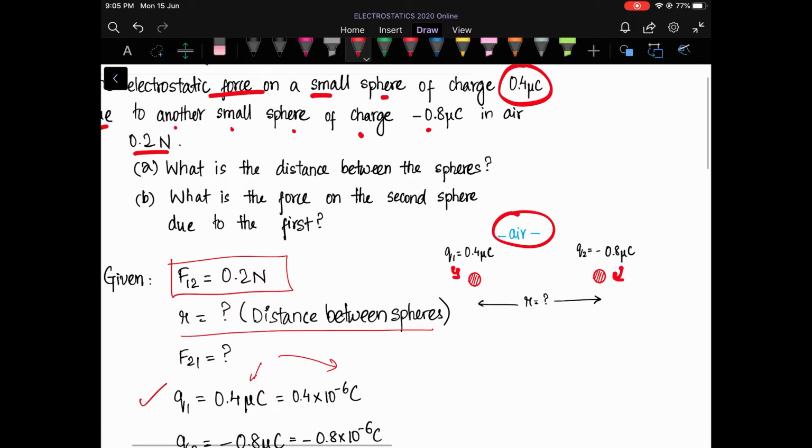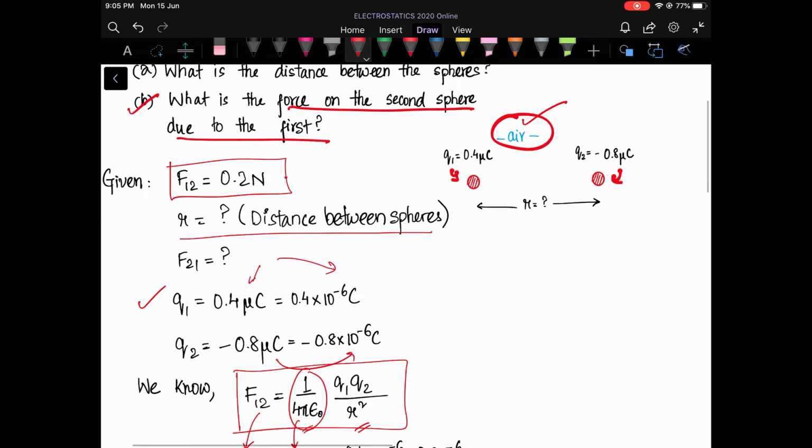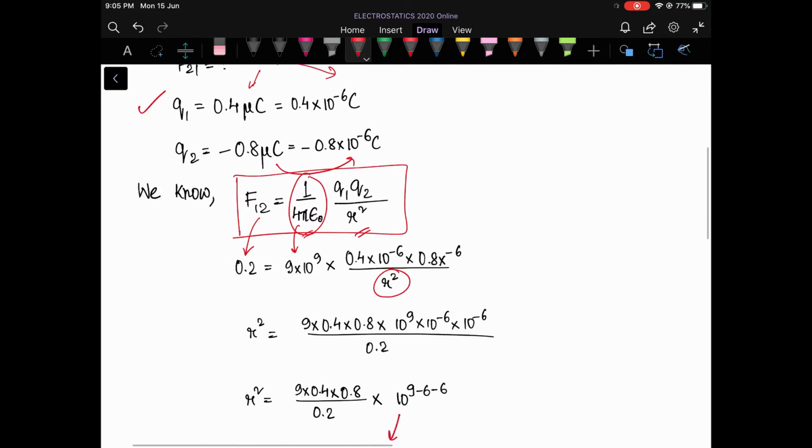So here the charges were given, the force was given, but the distance was not given, and of course the medium was mentioned. Now the second part of this question, which is B, the question is what is the force on the second sphere due to the first sphere? We found the force on the first sphere due to the second sphere, but the question now says what will be the force on the second sphere due to the first sphere.